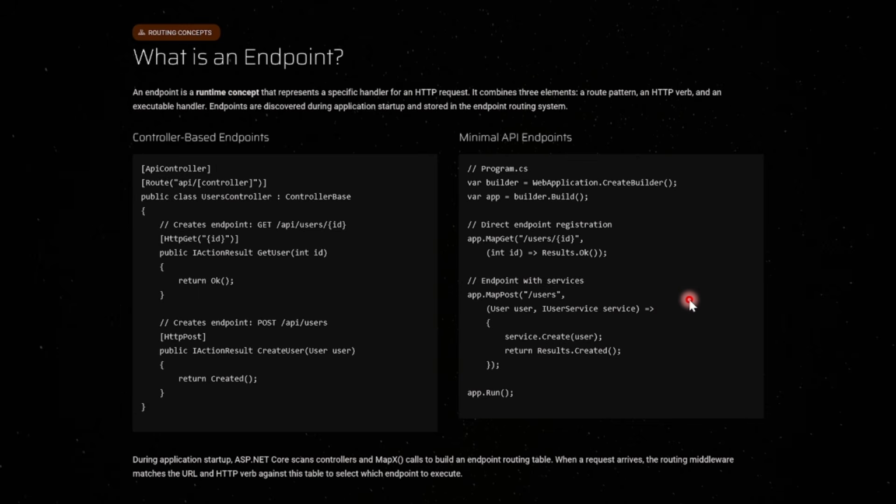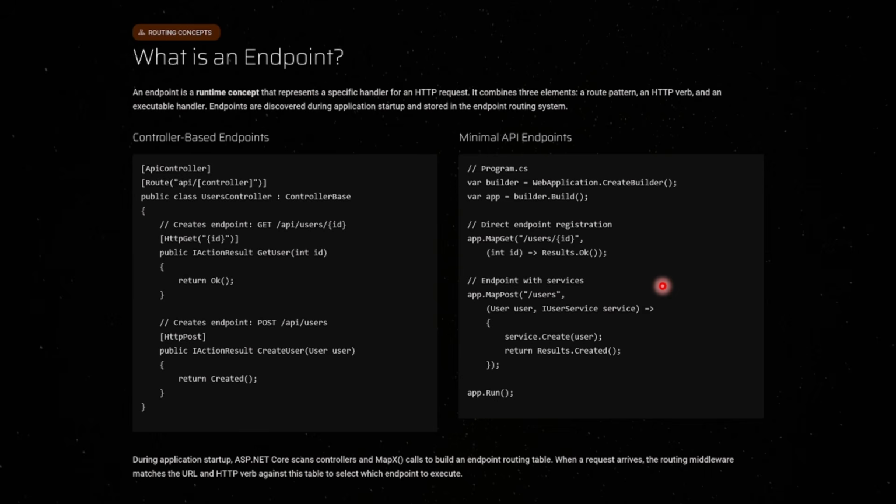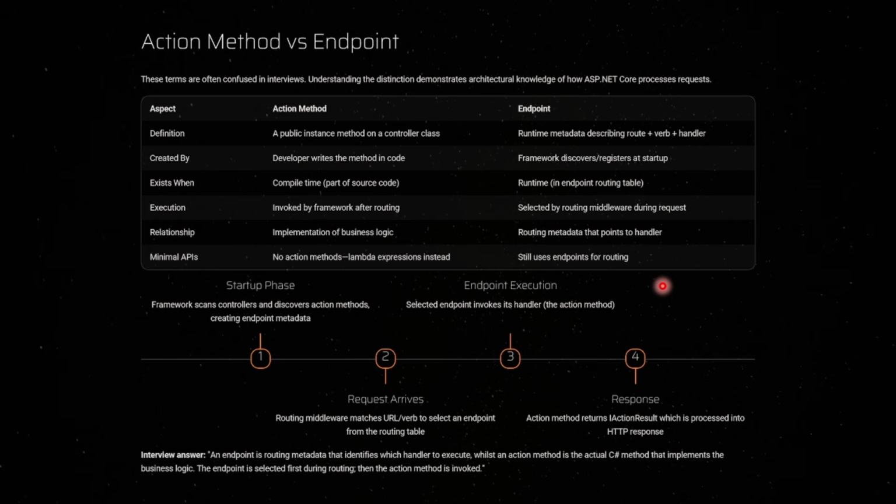Okay. Next question is action method versus endpoint. So as I was talking about, all action methods are endpoints. Not all endpoints have to be action methods all the time. There are different scenarios which I just explained. Like this controller-based endpoint is also an endpoint. Minimal API endpoint is also an endpoint. But not all endpoints have to redirect always to the action method. So that's the key difference.